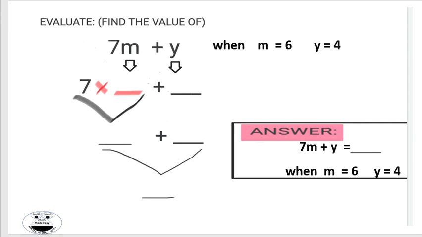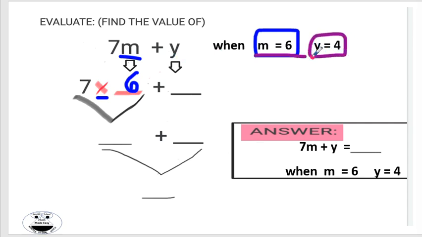So what is important here is not to mix up the m and the y. So I'm going to start with the m. 7m means 7 times m. And we know that m is equal to 6. We see it right here. So we're going to replace the m with 6. Now what do we put for the y? Are we going to put 6? No. Y is not equal to 6. M is equal to 6. So for the y, we're going to look to see what y is equal to, and y is equal to 4. So we're going to put 4 instead of y.